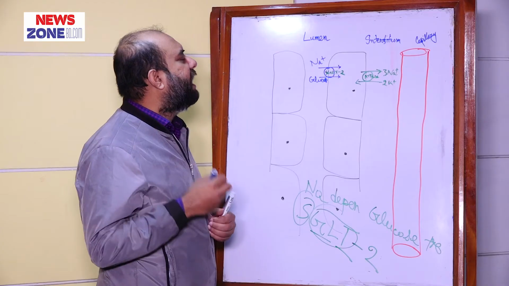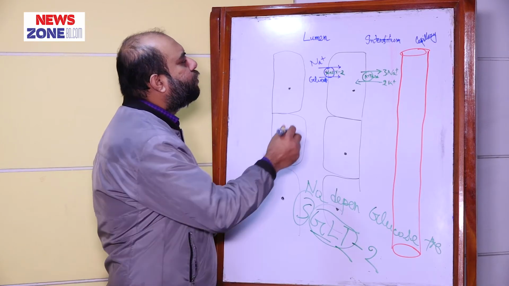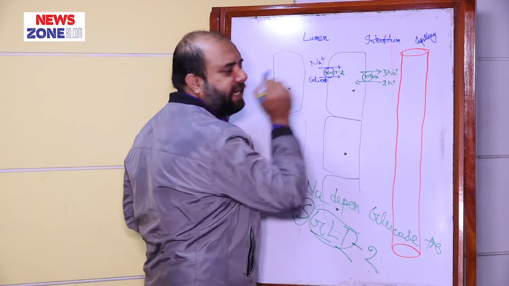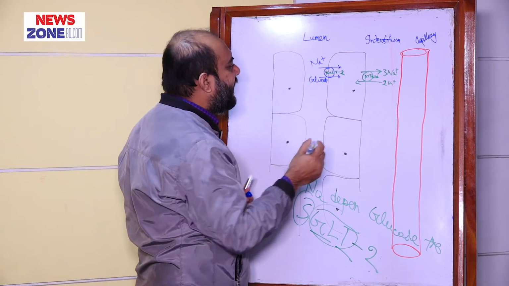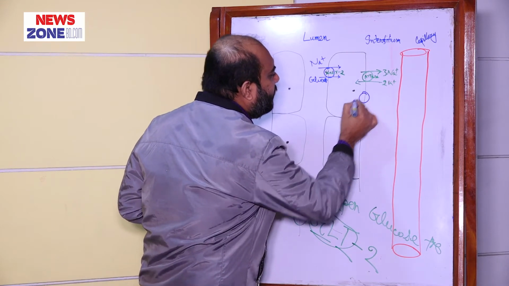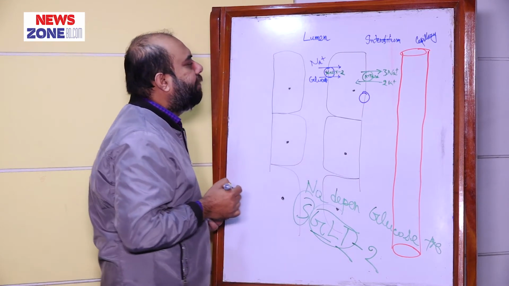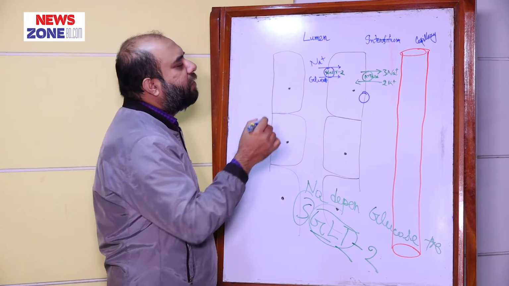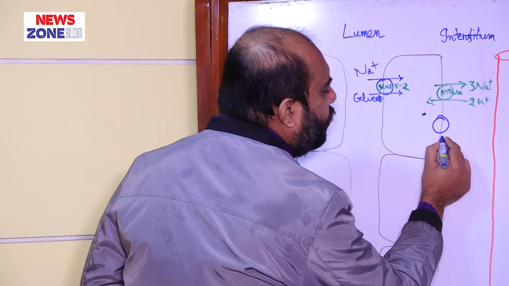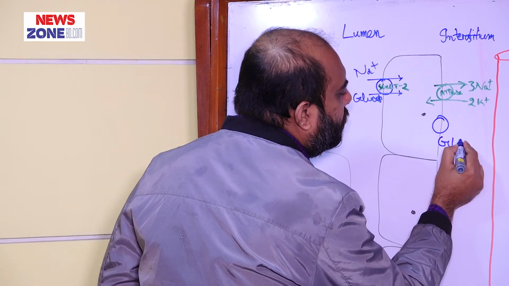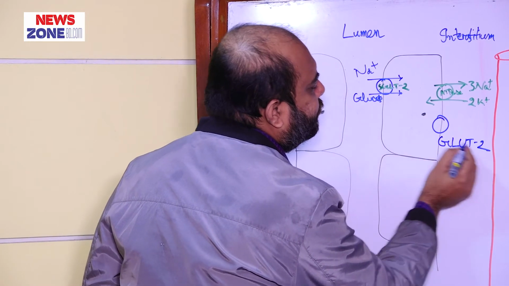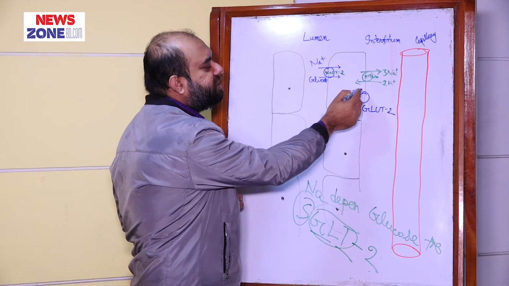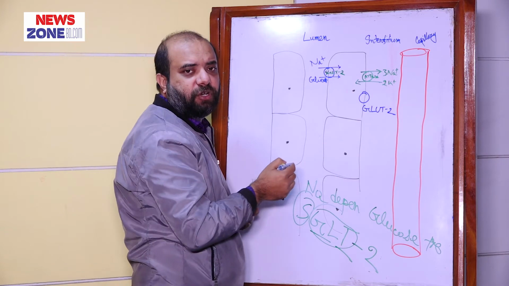And now we have to know how glucose is transported from this cell into the interstitium. There is another type of carrier protein present here for glucose transportation. The name of this transport protein is GLUT2. GLUT2 is the name of this transporter protein, which is situated on the basolateral surface of this cell.